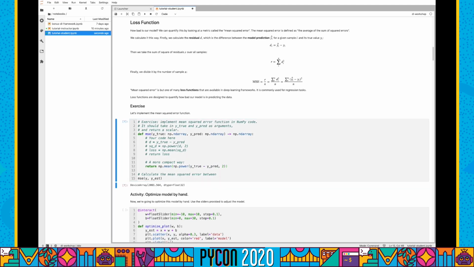If you calculate the mean squared error, you'll notice it gives us a number. Now, pop quiz. Should this number be positive or negative? Now, if you said positive, you're right, and that's because of np.power. The second power of any number is always going to be a positive number.